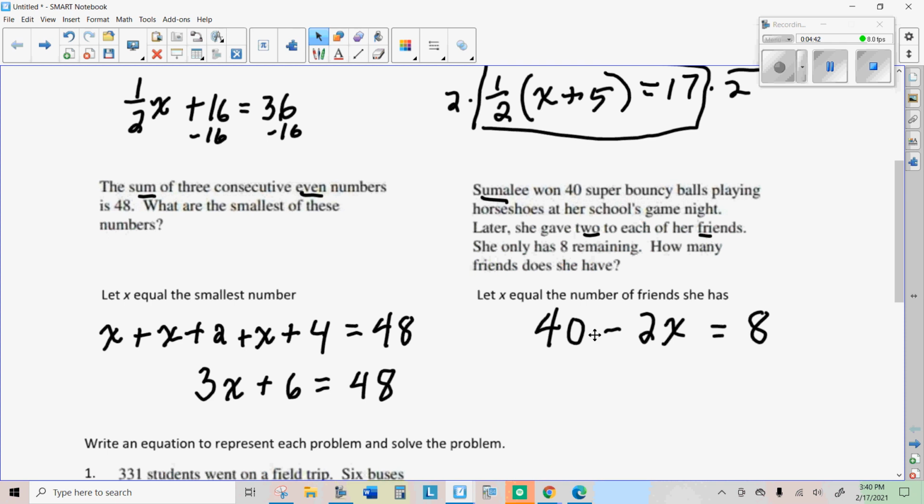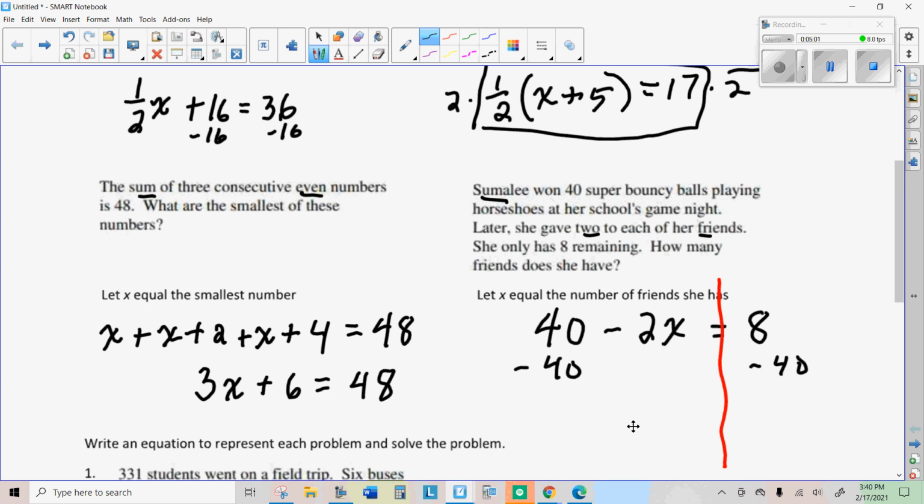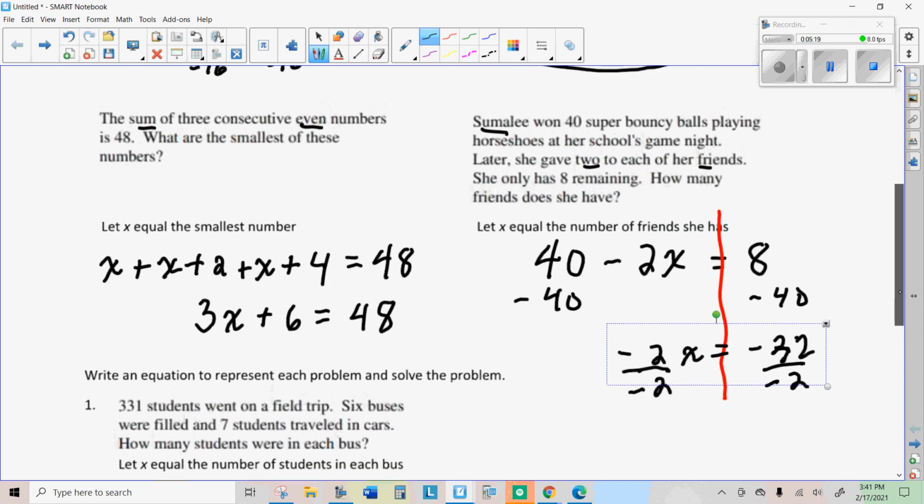Now, one thing you want to be careful of here when you solve this, let me put a red line here. When you solve it, you are going to want to get rid of this 40 first, subtract 40. And when you do that, you actually get a negative number, but you also have a negative number to divide by here. And when you divide a negative by a negative, you end up with a positive answer, and the answer is 16. So just a little reminder there.